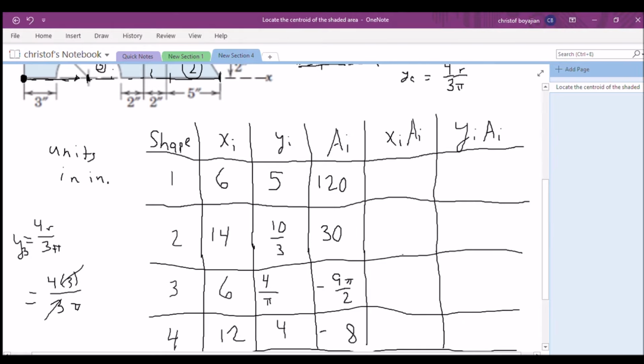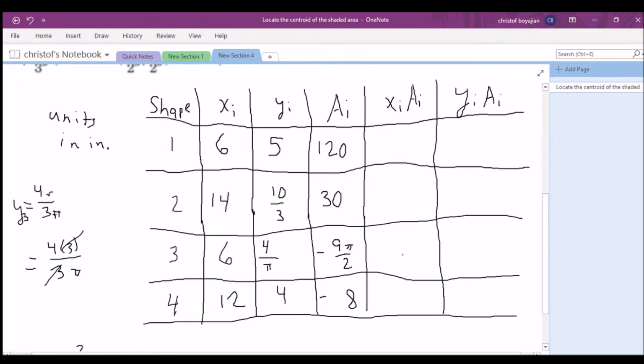All right, now that we have done the meat of our work here, now all we have to do to fill out our xi times ai and our yi times ai is just simply multiplying. So we multiply 6 times 120 to get xi ai for our first shape. So if we do that, 6 times 120 is 720. And then 5 times 120 should be 600.